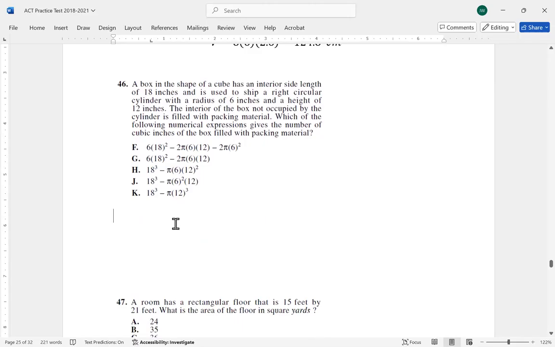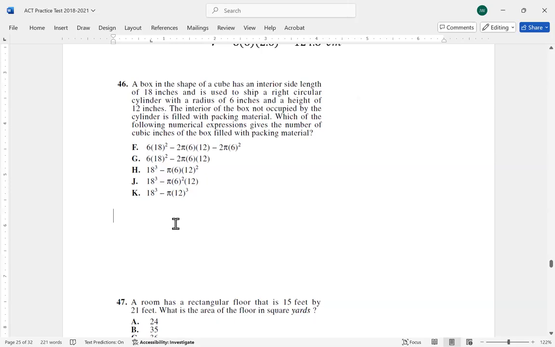Question 46. A box in the shape of a cube has an interior side length of 18 inches and is used to ship a right circular cylinder with radius of 6 inches and height of 12 inches. The interior of the box not occupied by the cylinder is filled with packing material. Which of the following numerical expressions gives the number of cubic inches of the box filled with packing material?